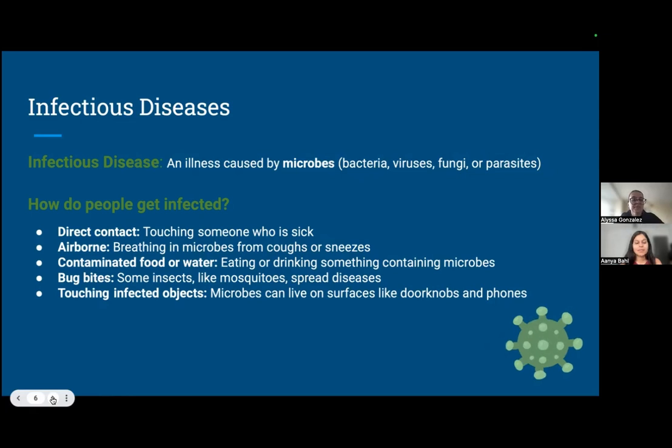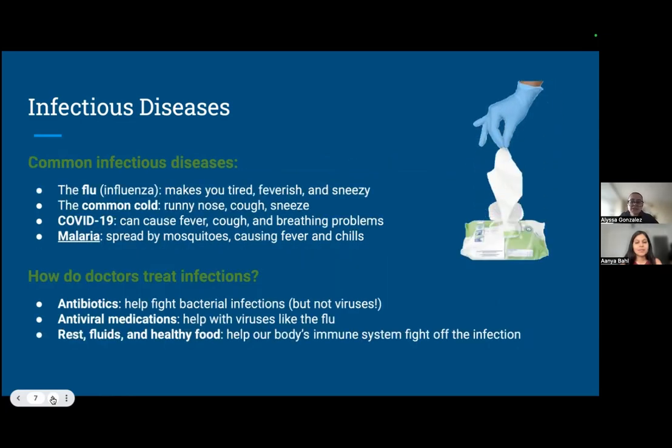And some common infectious diseases are the flu. Every year there's a new influenza virus. You should get vaccinated every year for the new flu, which makes you tired, feverish, and sneezy. The common cold, you can get a runny nose, a cough, or a sneeze. COVID-19, as many of you might have had, I had it myself, can cause fever, cough, and breathing problems. And malaria, which I wanted to highlight because this is what I study and something that I'll be talking about later on. It's a disease spread by mosquitoes that can cause fever and chills.